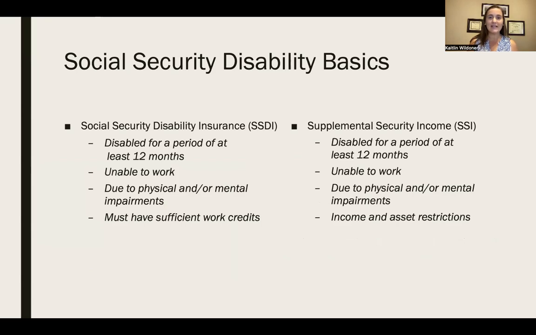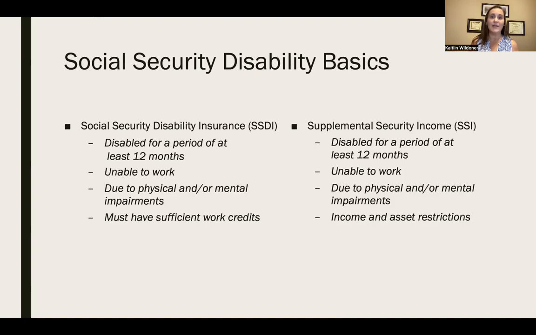So first of all, as I alluded to before, there are two different programs. There's Social Security Disability Insurance, which is SSDI benefits, and then there's Supplemental Security Income, which are SSI benefits. Both programs require that you be disabled for a period of at least 12 months, meaning you are totally disabled, totally unable to work due to severe medically determinable physical and or mental impairments. So that's the similarities between the programs. You have to be disabled and unable to work.